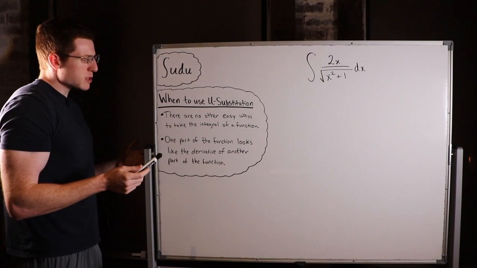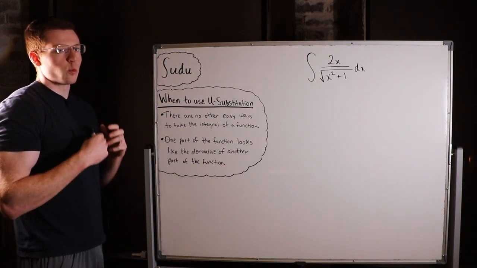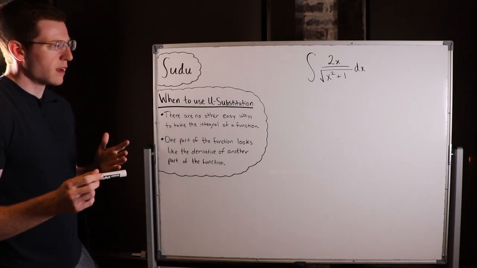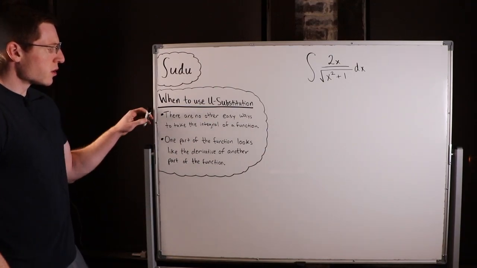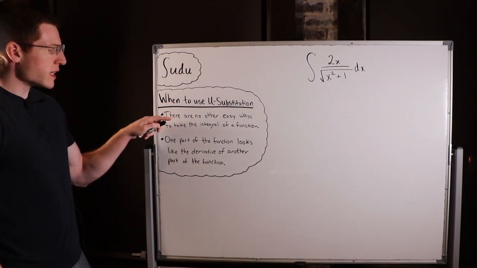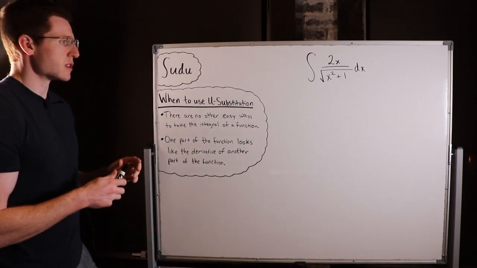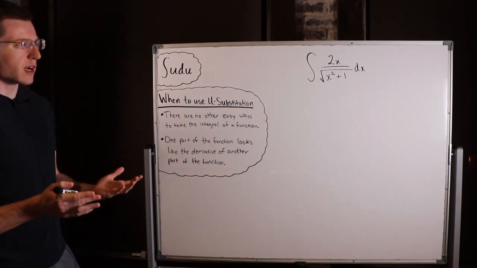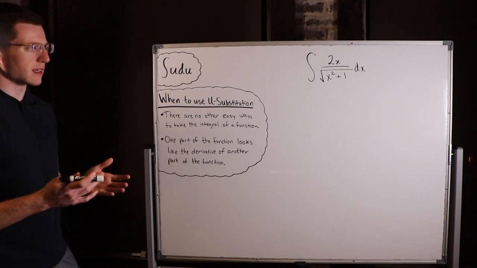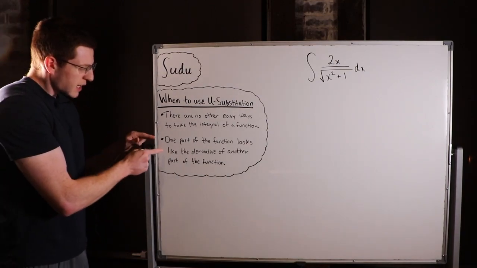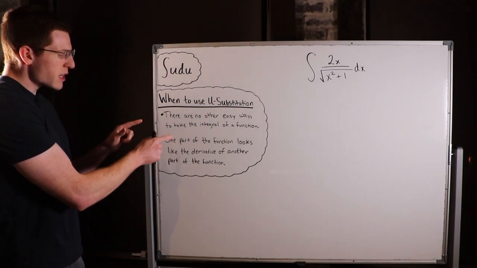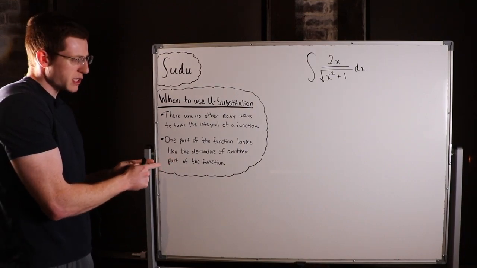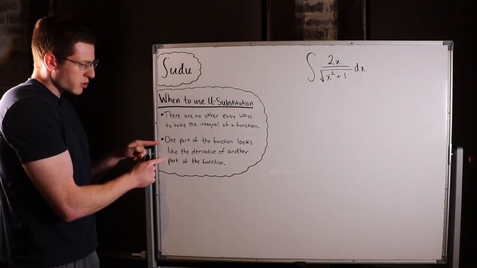I think perhaps the hardest part of U-Substitution is really knowing when to use it. So I have a few criteria that you can check in your head as you're assessing a problem. The first one is there are no other easy ways to take the integration of the function. Perhaps you look at this function and you think, man, there really are no rules that I have memorized in Calculus 1 that would allow me to easily take the integral of that function. And then the second and most important part is that one part of the function looks like the derivative of another part of the function. This is key, and this is really what U-Substitution says.